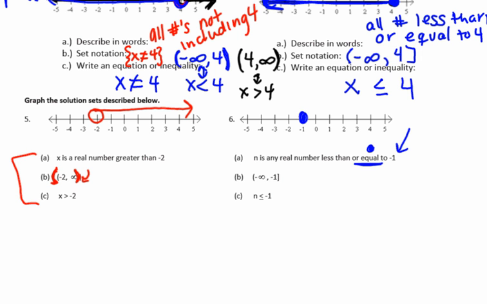I always kind of look at that part first, and then I figure out what direction I'm going in. It says any real number less than -1. So where are all the numbers that are less than -1? We're going to go to the left.